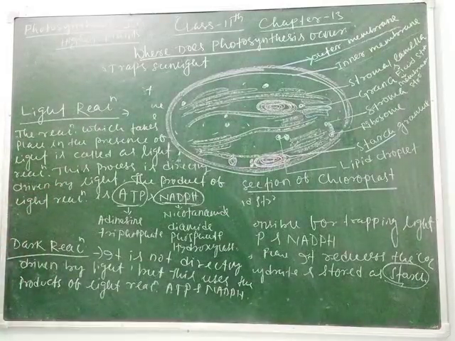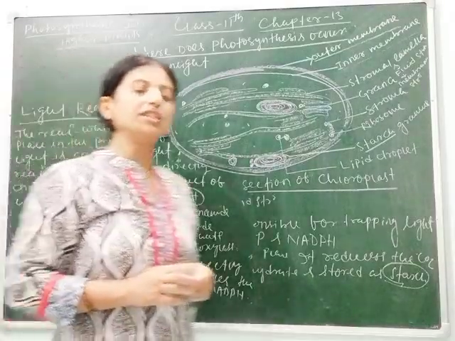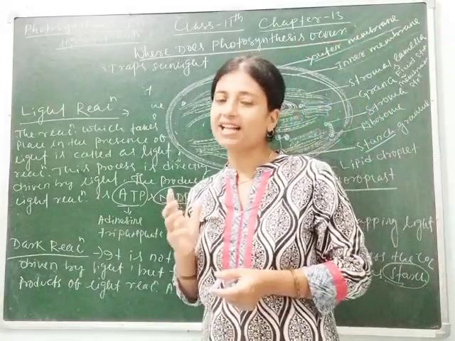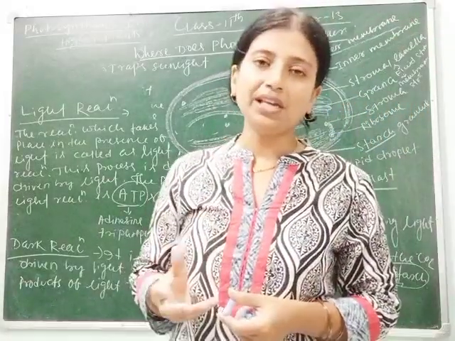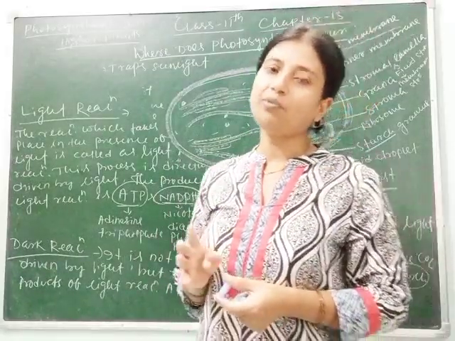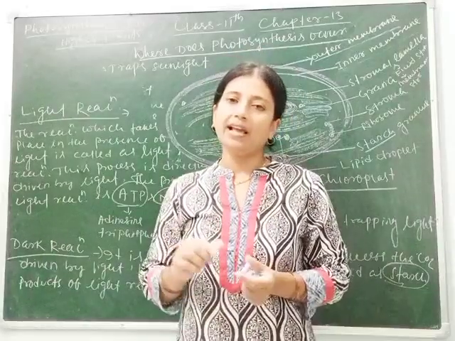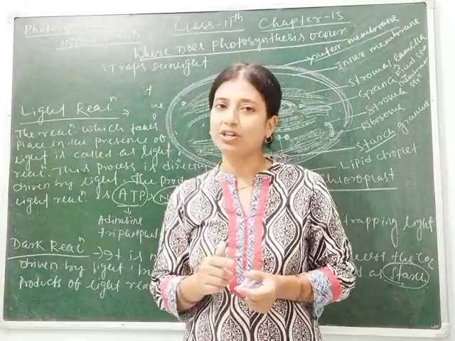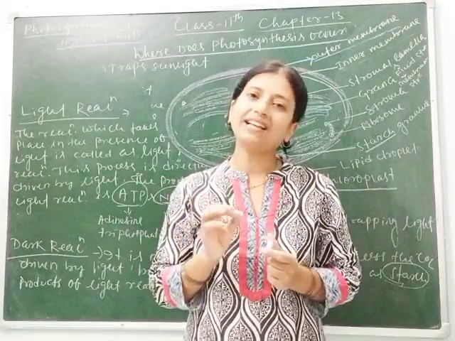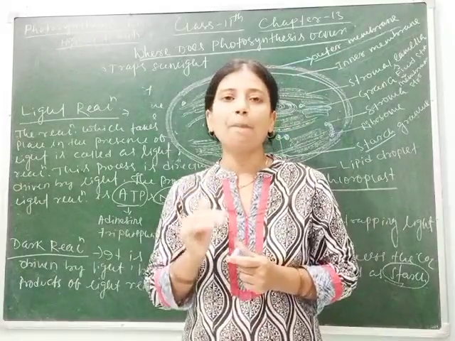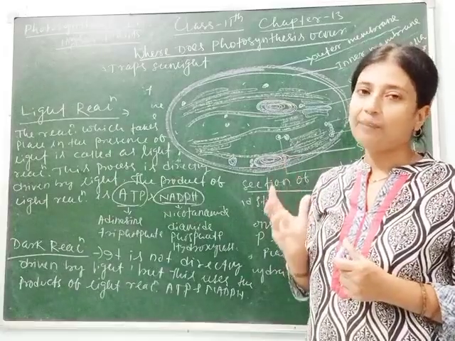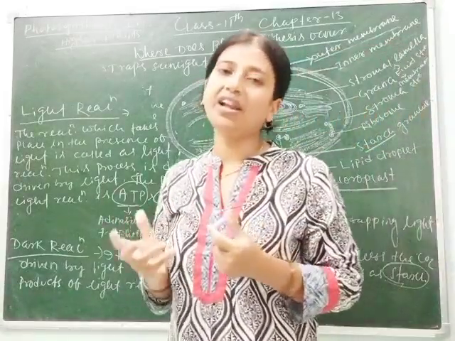The next topic we will study is pigments involved in photosynthesis. As we know, chlorophyll has different types: chlorophyll A, chlorophyll B, chlorophyll C, chlorophyll D and chlorophyll E. But in your NCERT book only four pigments are given: A, B, C, D, along with xanthophylls and carotenoids. Out of these, chlorophyll A, chlorophyll B, xanthophyll and carotenoids are the major pigments that participate in photosynthesis, meaning they have the ability to trap different wavelengths of light.